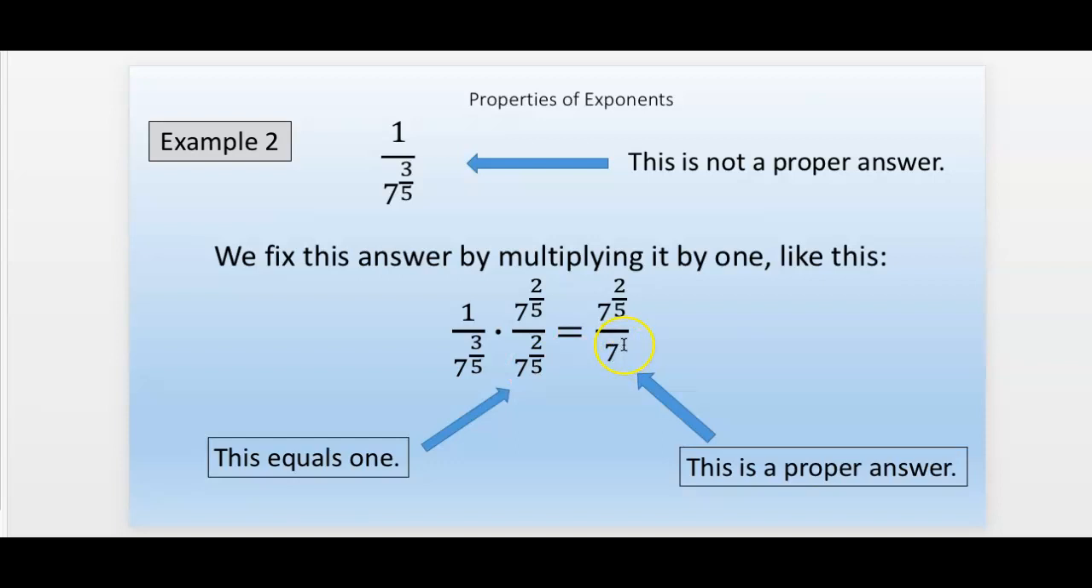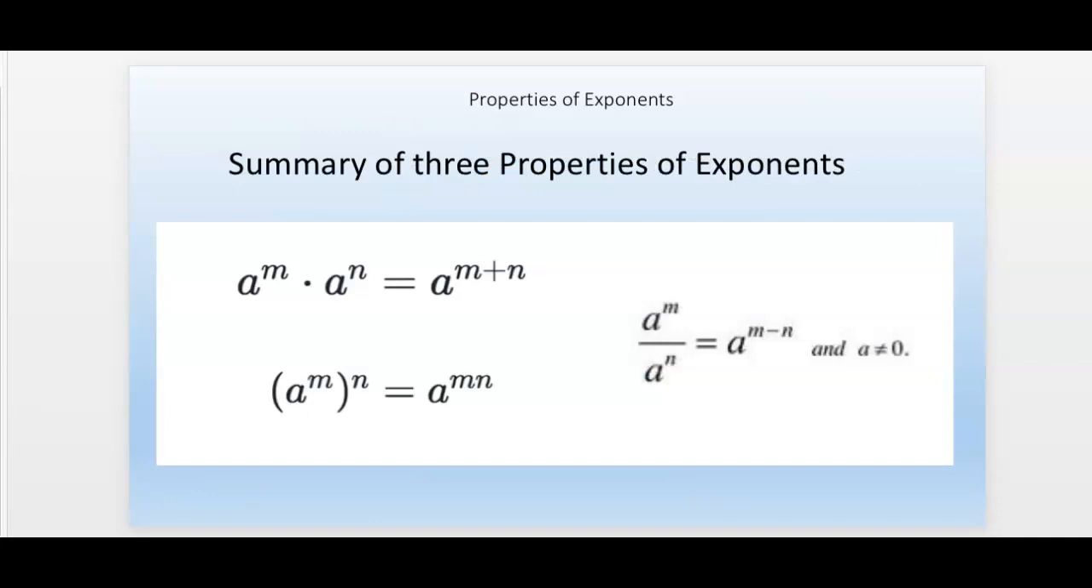That's 7 raised to the power of 1. That's what I want in the denominator. And the top then just becomes 7 to the 2/5. Okay, this is a proper answer. And this is the exact same numeric value as what we originally started with. It's just written in proper form. All right, guys, this is a summary basically of the 3 properties you're going to focus on. Okay, if you get these 3 down here, you'll be just fine.